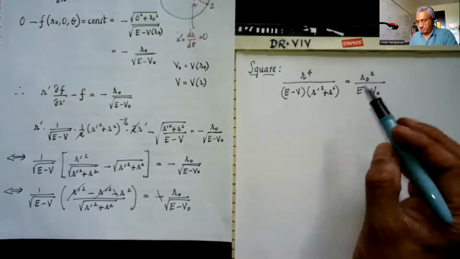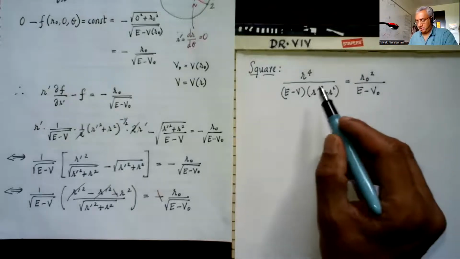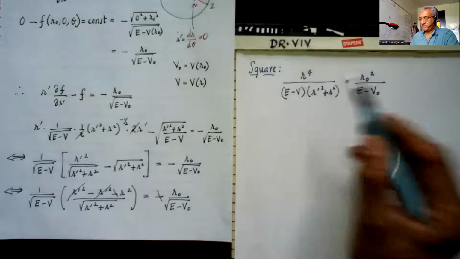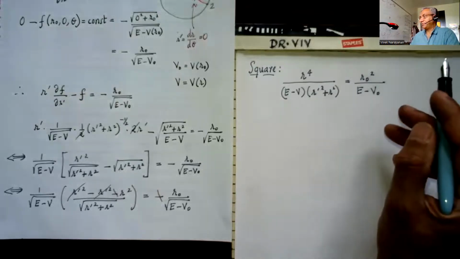Let's just quickly check the units look good. You have an e minus v type term. Here you have r to the 4 divided by something like r squared. So that's effectively meter squared in the numerator. And here also you have meter squared in the numerator. So the units at least look good.